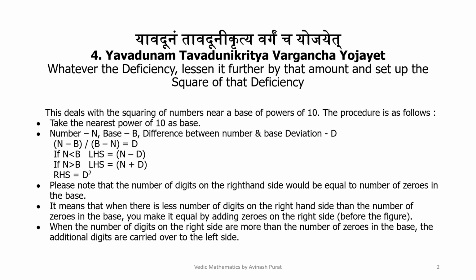RHS is d square. Please note that the number of digits on the right hand side would be equal to the number of zeros in the base. It means that when there are fewer digits on the right hand side than the number of zeros in the base, you make it equal by adding zeros on the right side before the figure. When the number of digits on the right side is more than the number of zeros in the base, the additional digits are carried over to the left side.